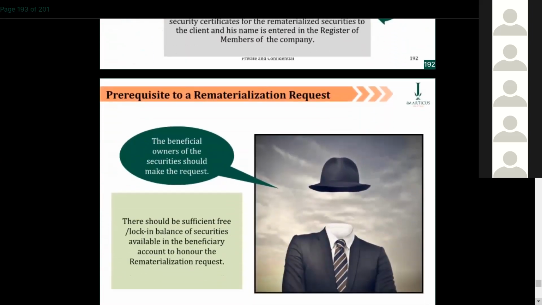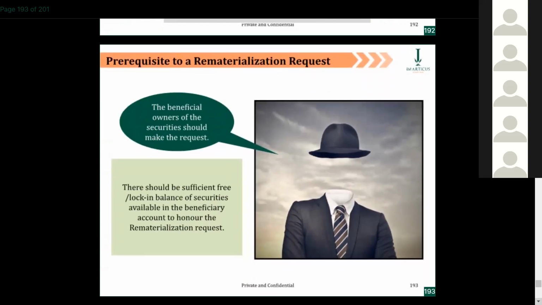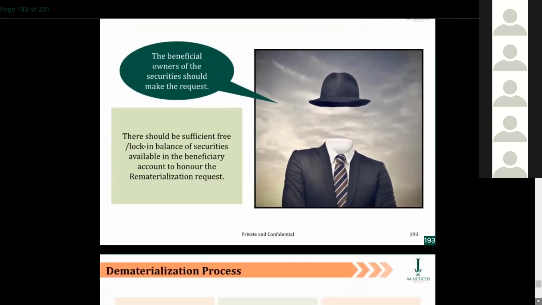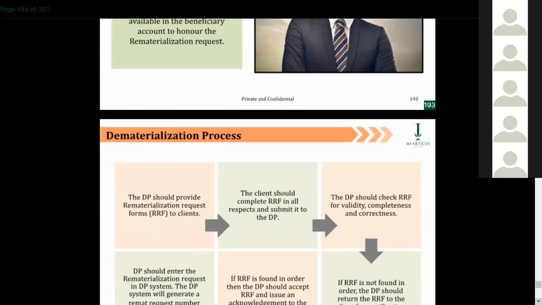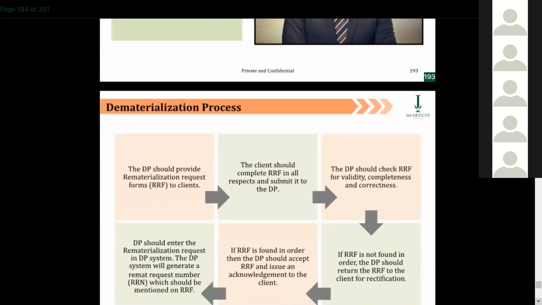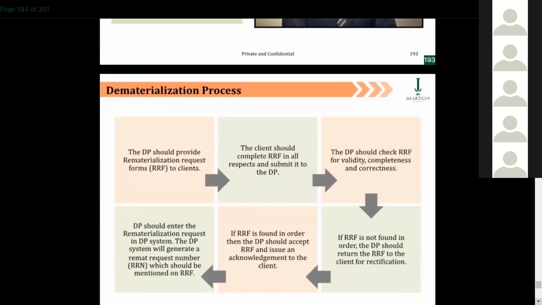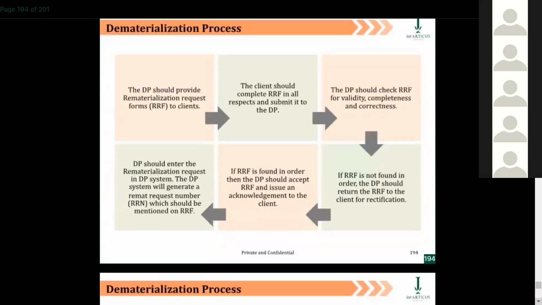So the beneficial owner of the security should make the request, and should have sufficient free lock-in balance of securities available in the beneficiary account to honor the rematerialization request. DP should provide rematerialization request form to the client. The client should complete the request in all respects and submit to the DP. The DP should check the validity of the remat request form, completeness and correctness.